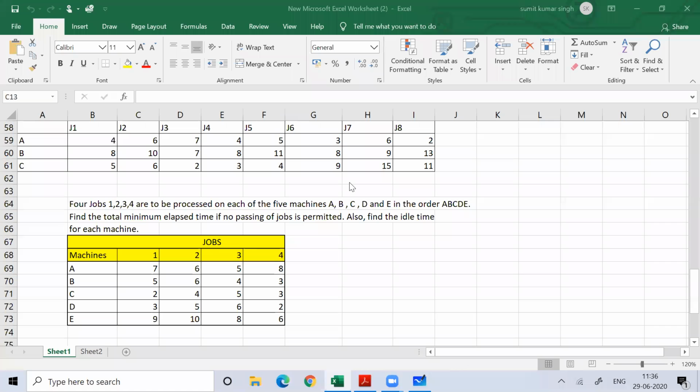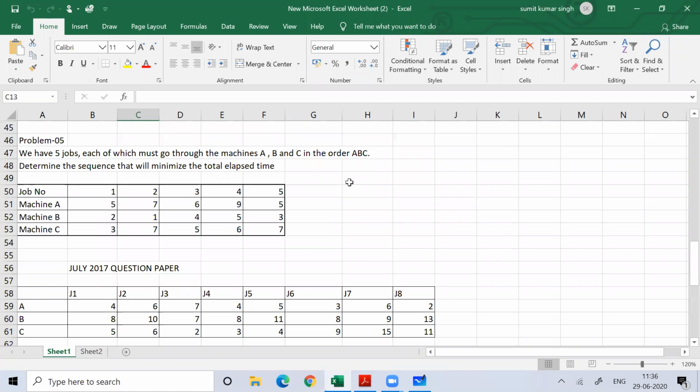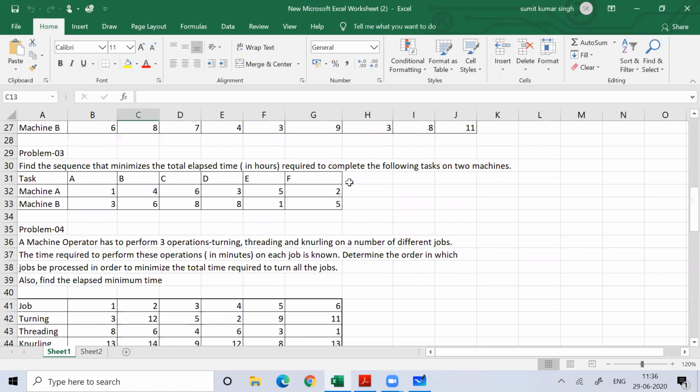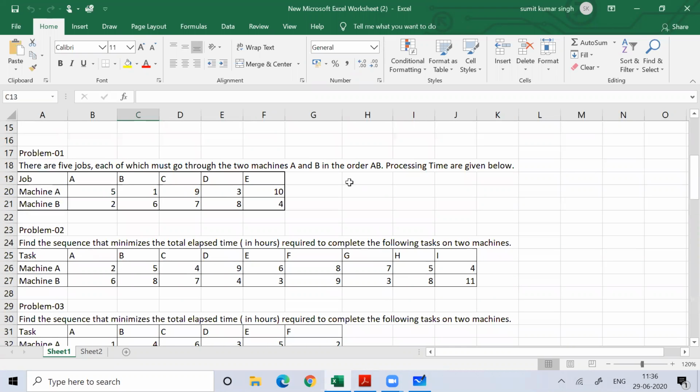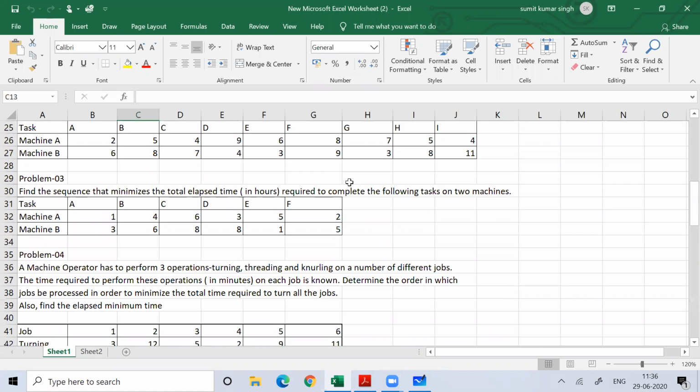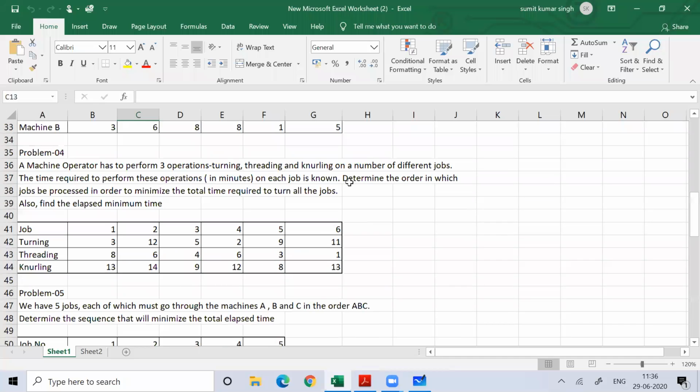Till now in sequencing problem, we have started our discussion on two machine problem. We have discussed n jobs two machine problem. Then we went further and we have discussed n jobs and three machine problem.